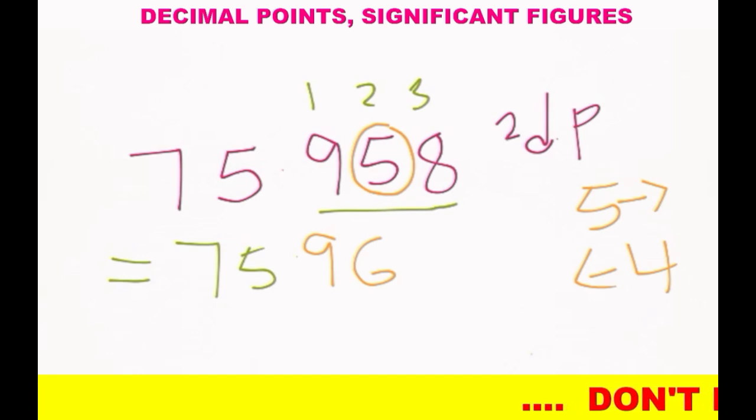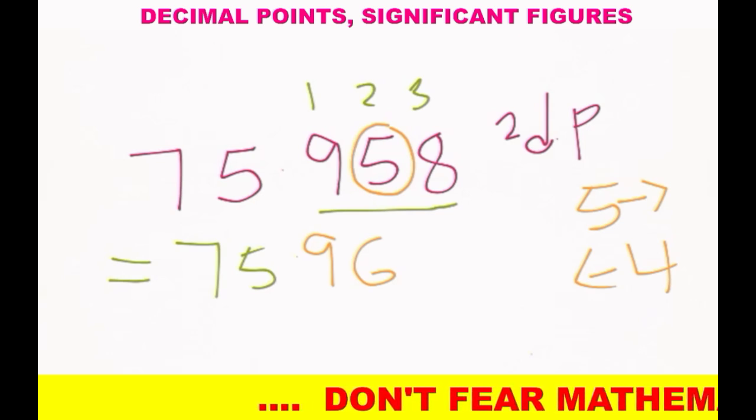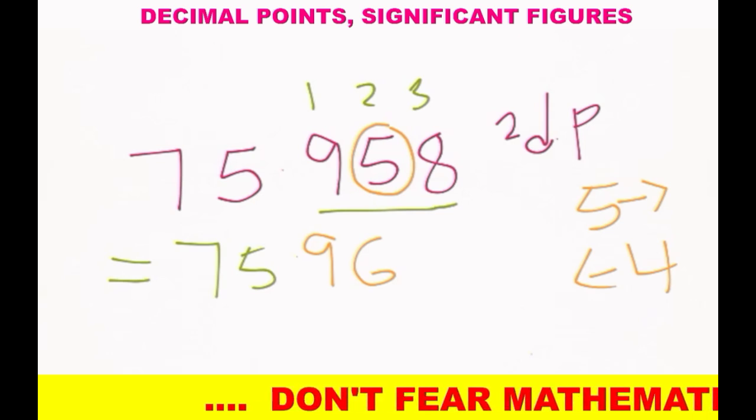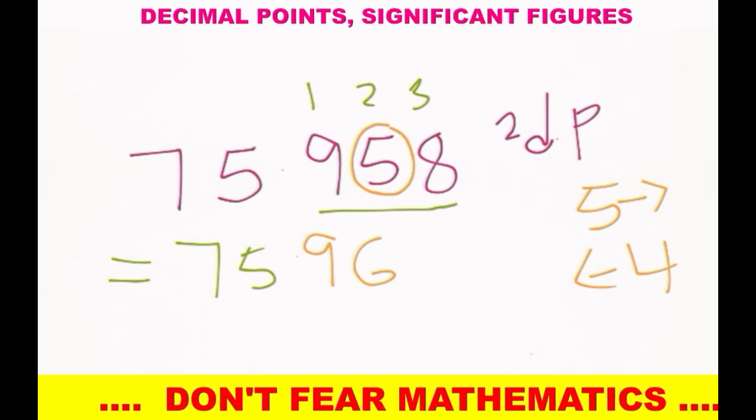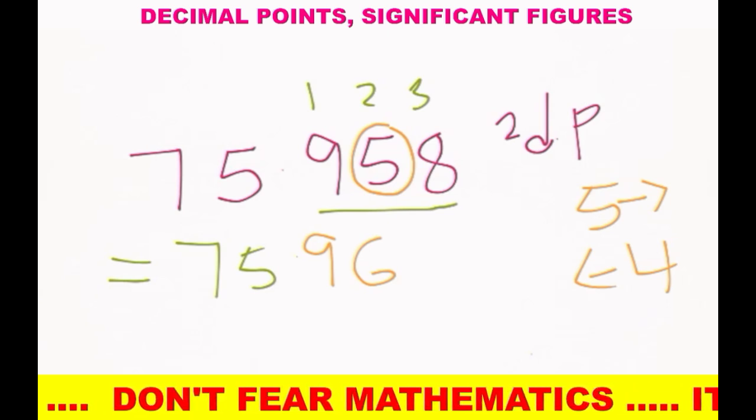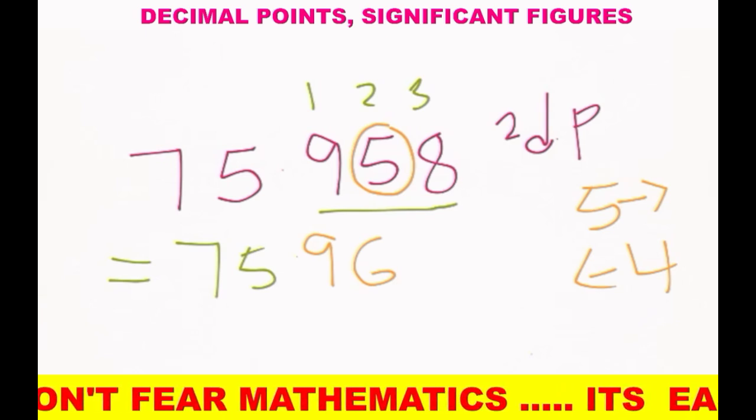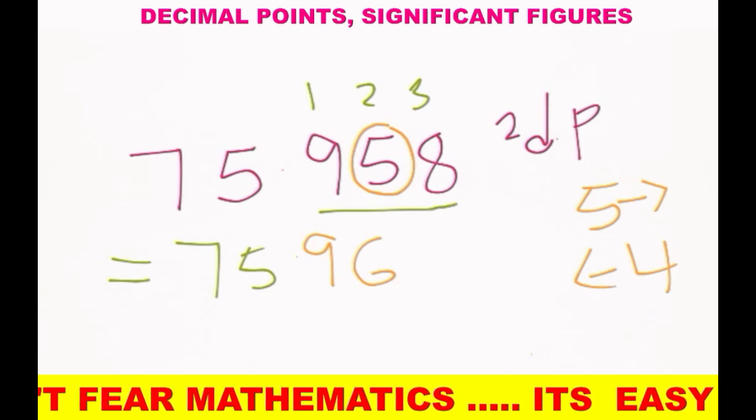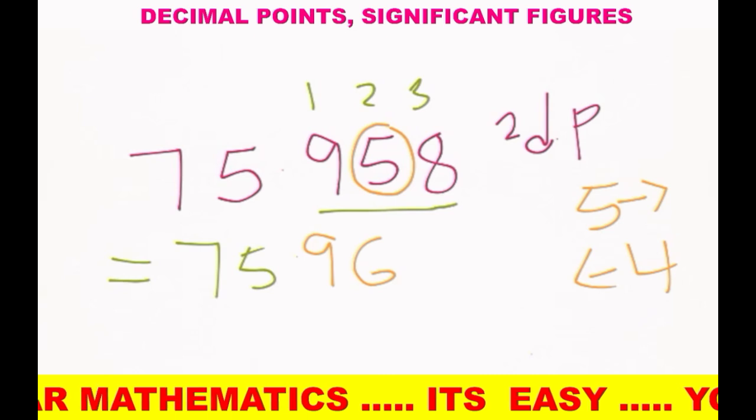So the total answer will be 75.96. I hope it's clear. It is very simple and easy to understand. Just trust the process. As I told you earlier, we will break it down to the simplest form for you to understand. So this is how to solve decimal place. Okay, let's move on to another question.